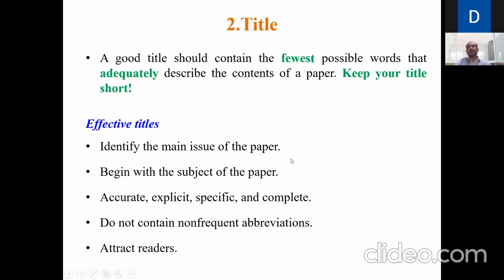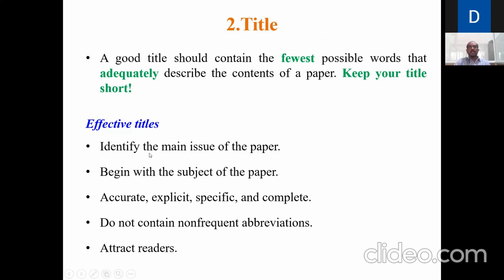Next, the title. Now we go for the title. How to prepare our title? A good title should contain the fewest possible words that adequately describe the content of the paper. Keep your title very short. That is important. Keep your title very short, and it should give all the information about your paper, right? I will show some effective titles in the next slide.